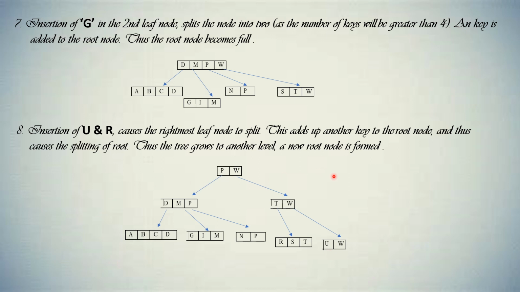Thereby this is the final B tree which has been formed. The elements are in a sorted list: A, B, C, D, G, I, M, N, P, R, S, T, U and W. Thereby this is the final B tree which has been completely sorted.